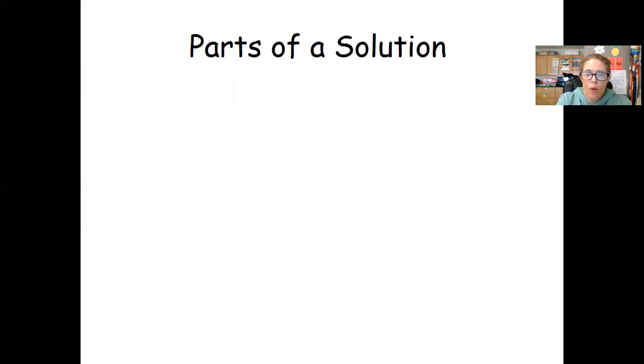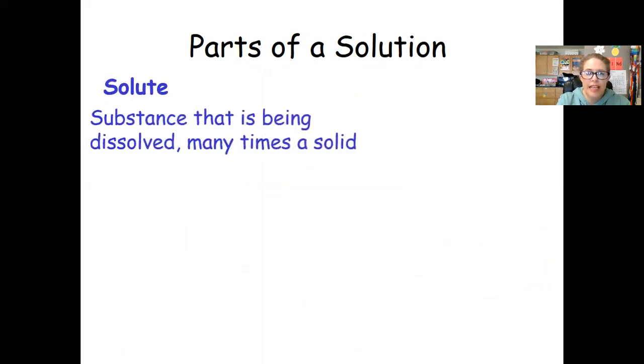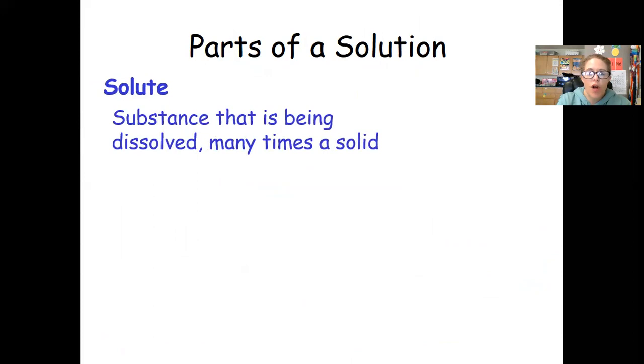So now let's talk about the parts of a solution. We have two terms that are very similar: solute and solvent. The solute is the substance that is being dissolved, and most of the time in this course, we're going to be talking about that as a solid. If I'm talking about salt water, salt would be the solute. That's what we're dissolving in the water. Sugar and salt are great kitchen examples of solute.